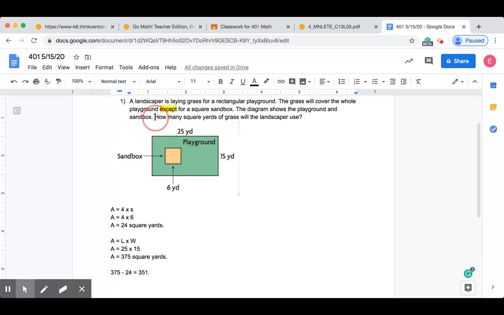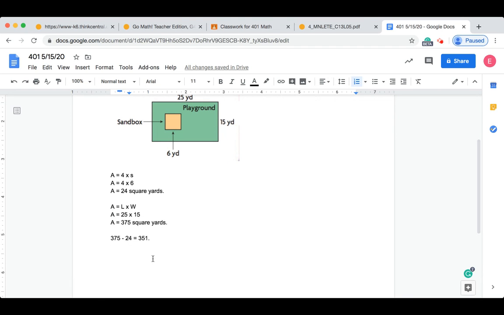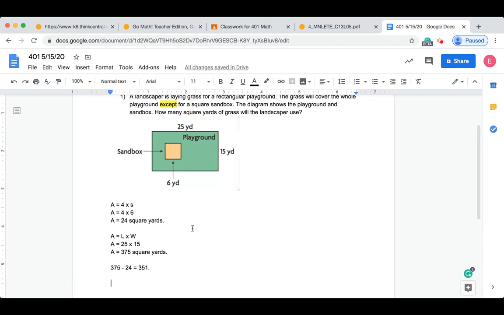And again, I wasn't just asked to solve using numbers or solve an equation. I was actually asked, how many square yards of grass will a landscaper use? So it's important that I pay attention. I know it's talking about square yards, and I know that already because I'm finding area. But since I was asked a question, I need to write my answer statement. So since I know that they will use 351 square yards, I can use that to write my answer statement.